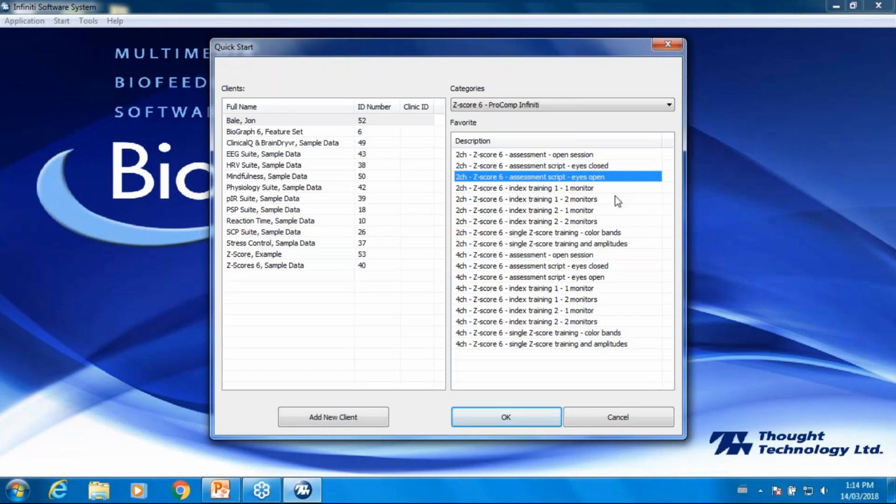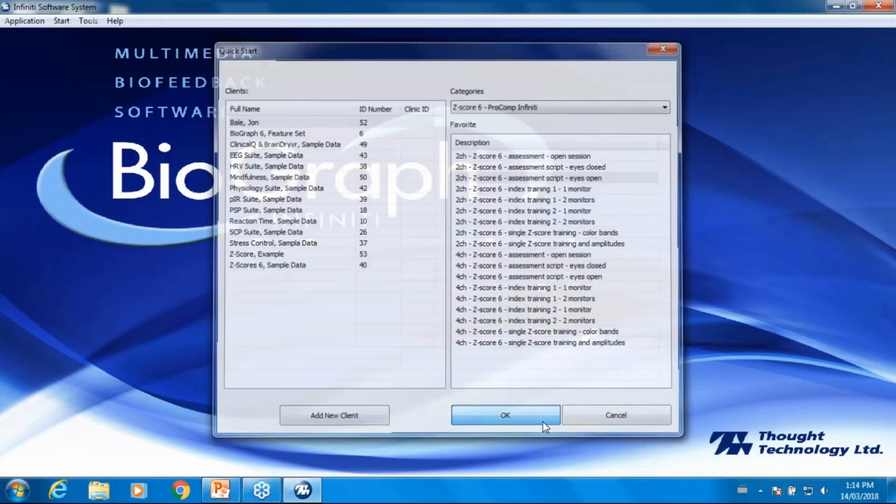I'm going to decide to run a simple eyes open assessment, very quick, where I just have to sit here with my eyes open and not generate too much bad data.